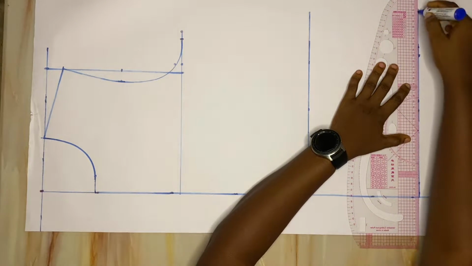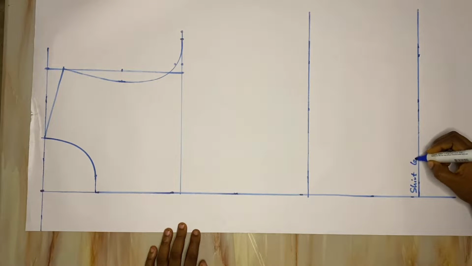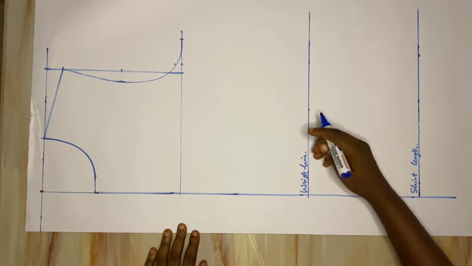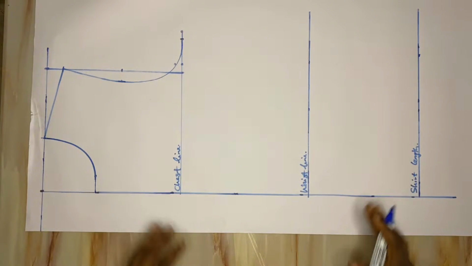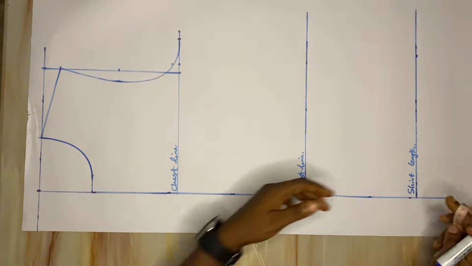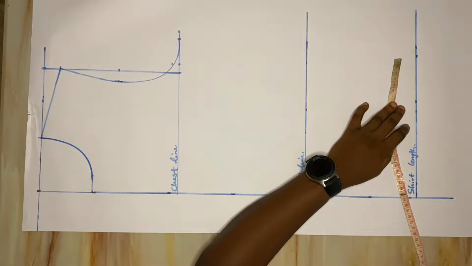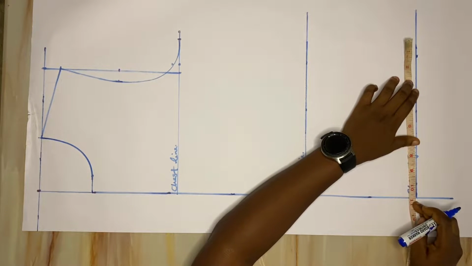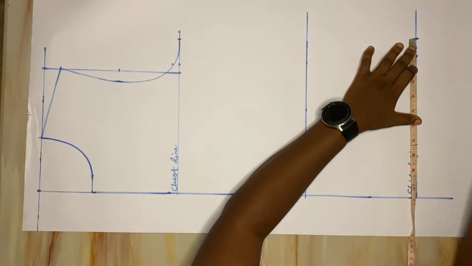So I've connected the dots together to get a straight line like this, as you can see. So this line is for the shirt length, this line is the waist line, and this line is the chest line, like I earlier stated. So now we'll go ahead and divide the hip measurement by 4 and mark it out on this shirt length. So the hip measurement I'm working with is 43 inches. So 43 divided by 4 gives me 10.75, and that is what I will mark out on the shirt line like this.